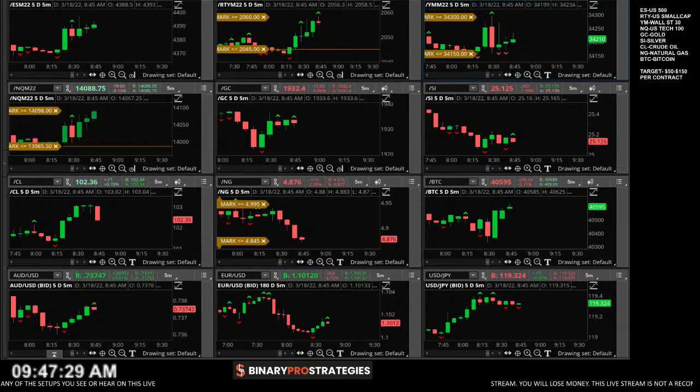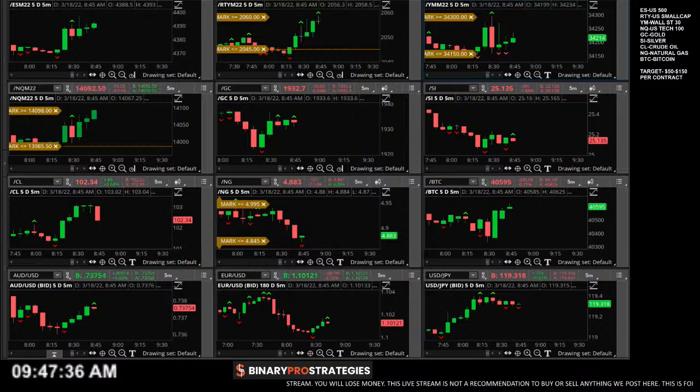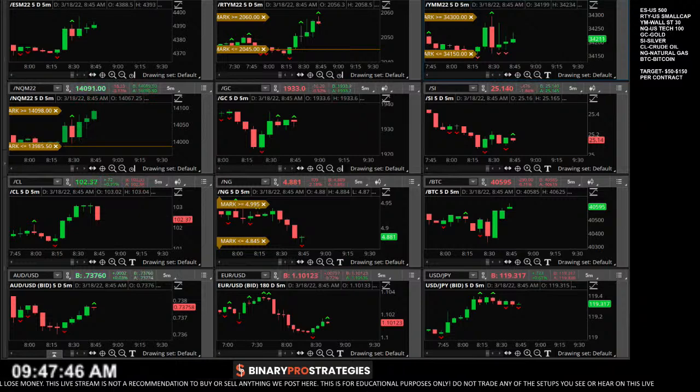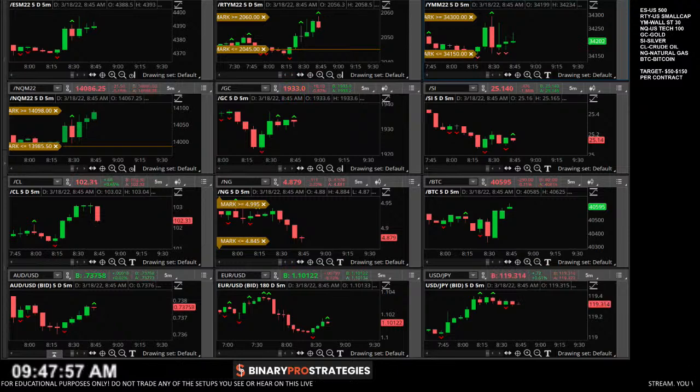Once again, if you're not familiar with the symbols, these are the symbols. ES is your E-mini. RTY is your Russell, your small cap. We've got YM, Wall Street 30, and NQ, US Tech. We have gold, silver, crude, NG for natural gas, and BTC for Bitcoin. Also, my targets typically are going to be somewhere in the area of $50 to $150 per target.